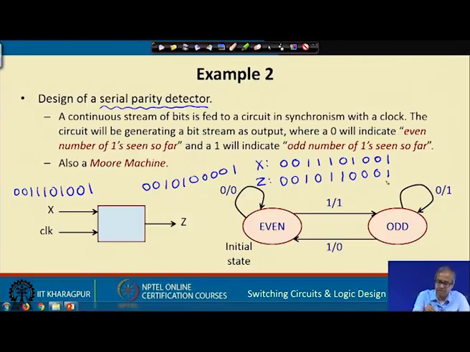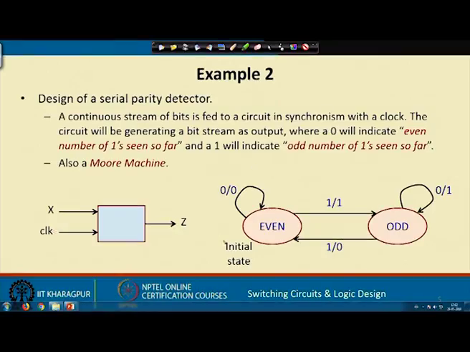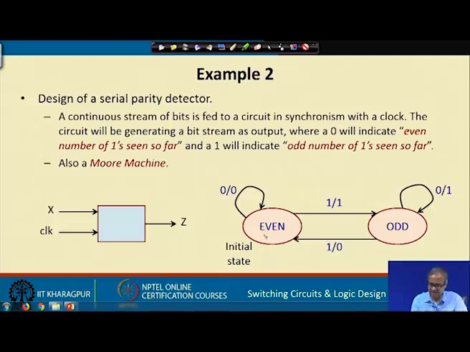right. So, in this problem, this x is the single input, z is the output, and of course, there is a clock. If you think of the state, what are the things you need to remember? You only need to remember one thing. What was the parity till now? Was it odd or was it even? This you can represent by a single bit in 2 states. Let us name the 2 states as even and odd. So, the corresponding state transition diagram will look like this: even, odd.